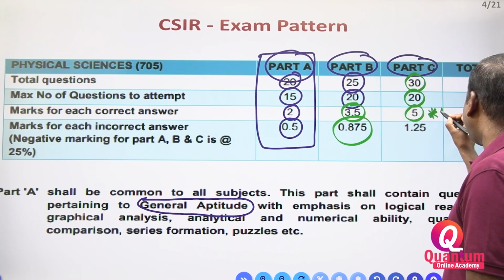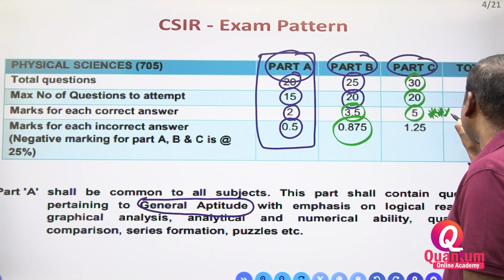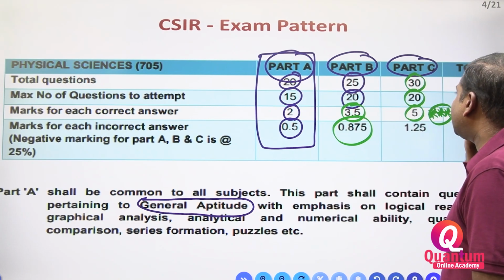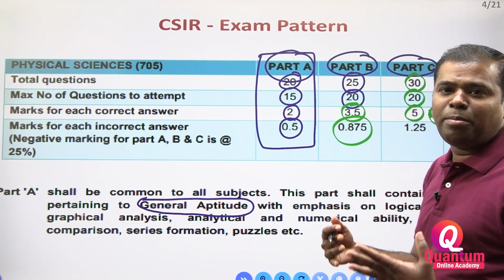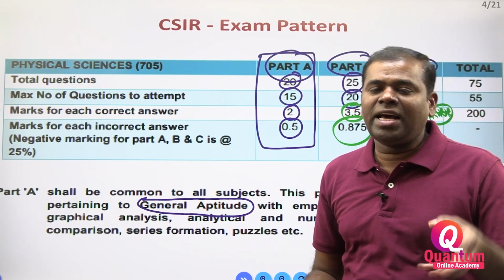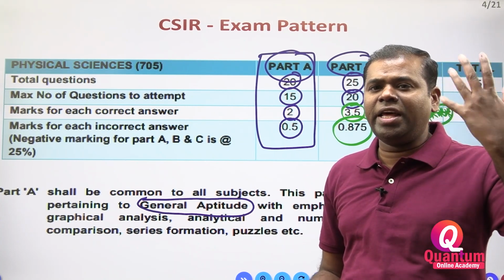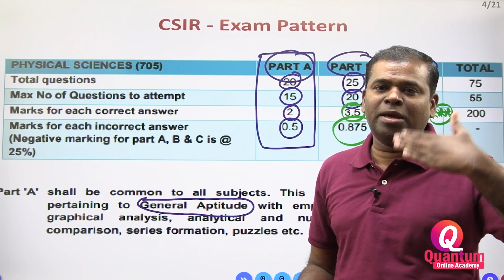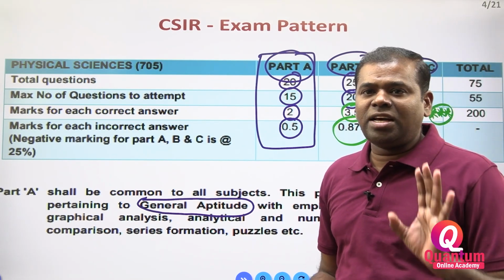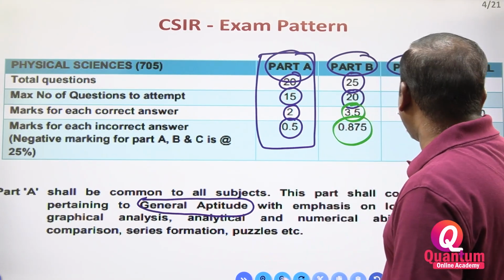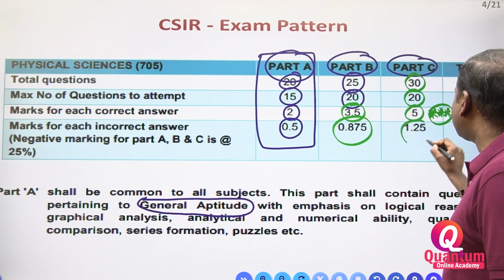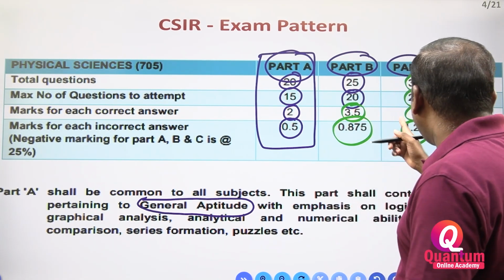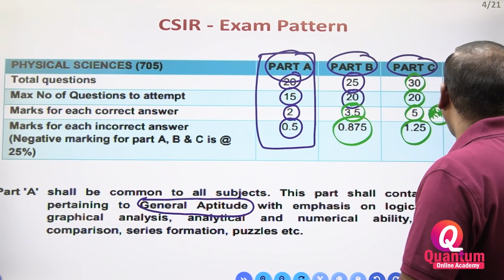If you know the 20 questions of 5 marks each, you will get 100 marks. With 100 marks, you can qualify CSIR, whatever reservation you may have, whether OBC, SC, ST, PHC, any reservation. For each wrong answer, you lose 1.25 marks.